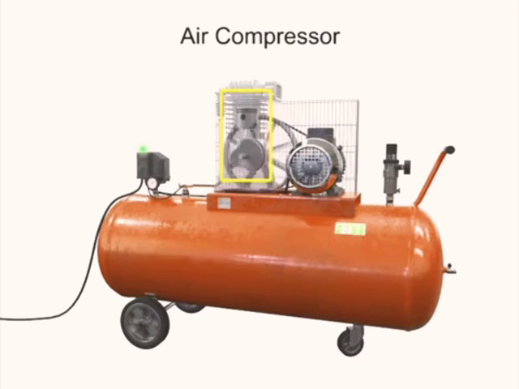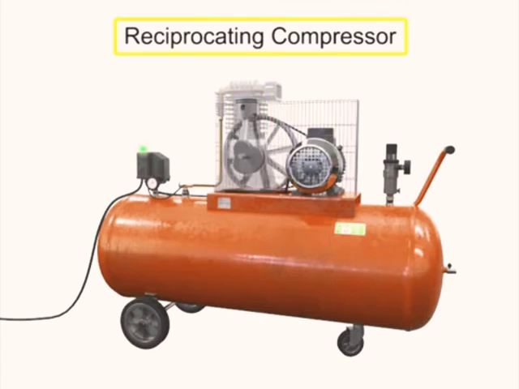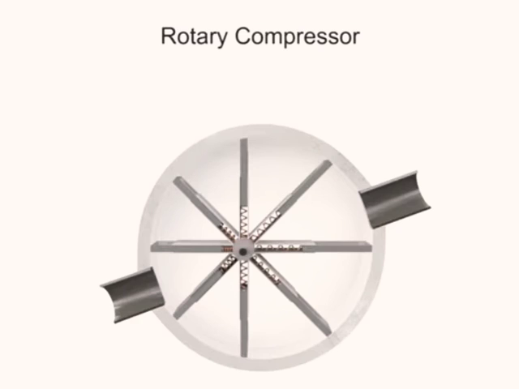Compressors with a piston as the compressing element are called reciprocating compressors. Compressors can also be made with vanes or impellers. These types of compressors are called rotary compressors.